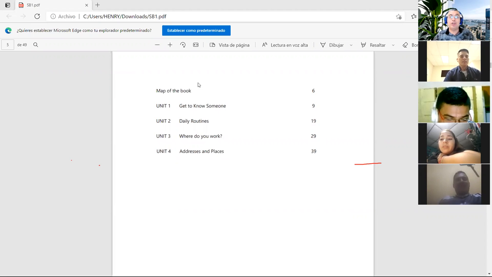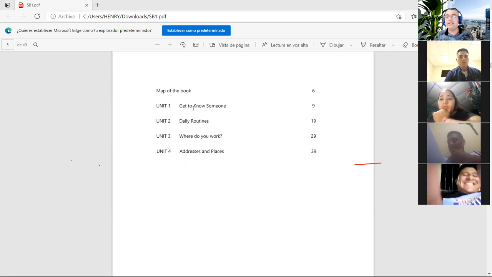Very good. Excellent. So these are the four units, okay? These are the four units of the book. Aquí dice mapa del libro, map of the book. So you have a unit one, two, and three, and four. So each module, cada módulo tiene cuántas unidades, class? Four. Aquí está. Four units. All right. ¿Cuántas unidades vamos a ver por semana? How many units?